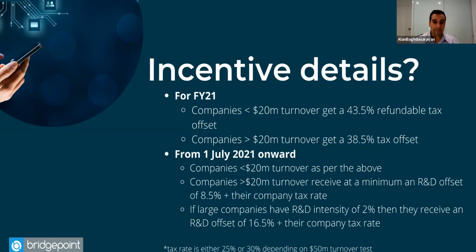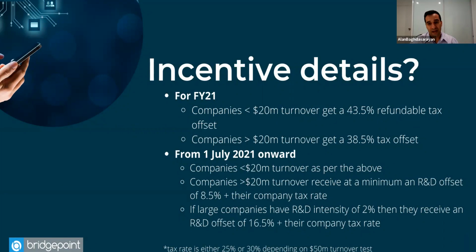The system has changed a little bit for income years starting 1 July 2021 onward. The benefit to companies with less than 20 mil turnover remains the same. It's a 43.5% refundable tax offset. For the larger end of town, though, they've put an R&D intensity test in. Essentially, what they're saying is that if at least 2% of your total expenses relates to eligible R&D expenditure, then your benefit, instead of being your company tax rate plus 8.5%, becomes your 30% company tax rate plus 16.5%.